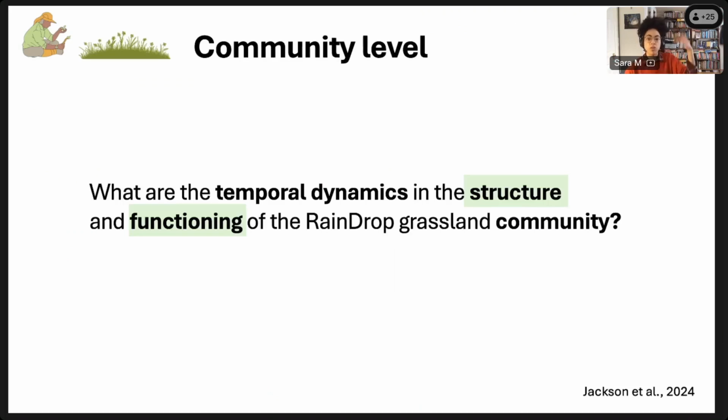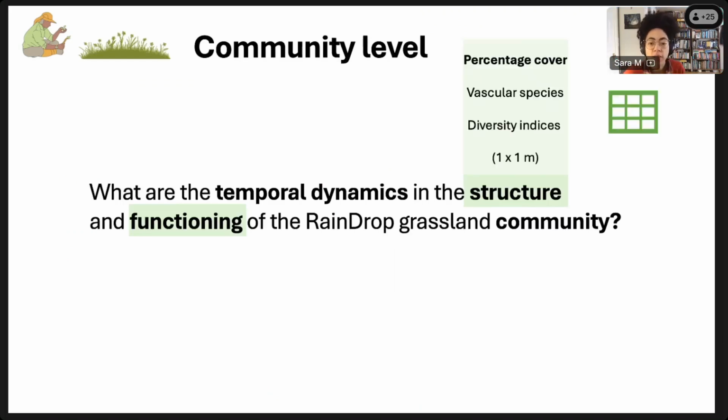So I'll go through each project in turn. The first one is looking at the community level. The main question was, what are the temporal dynamics in the structure and functioning of this grassland community? That involved using percentage cover, with 1 metre quadrats, and those were done at the peak of the growing season across the treatments. I'll present data from 2016 to 2021, although it's still ongoing.